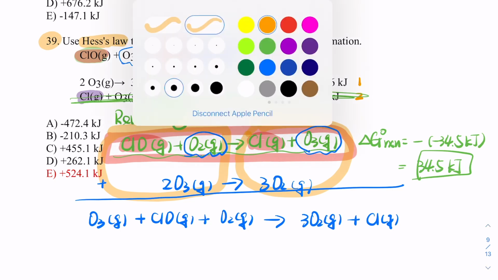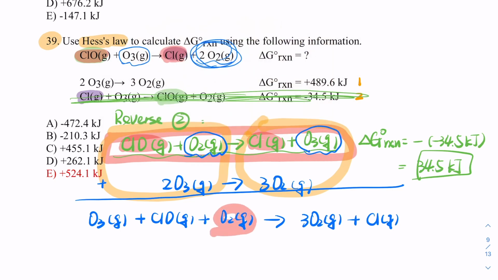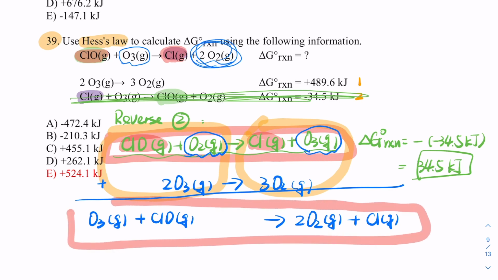Now let's see what else we can do. We have 1 oxygen on the left and 3 oxygen on the right. We can cancel the 1 on the left, and the 3 becomes 2, because you subtract 1 from both sides. Now you get to this equation. Let's compare it with our original equation. Wait a minute, they're the same. Yes, that's what we're looking for.